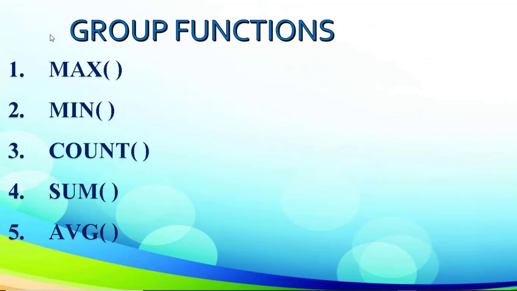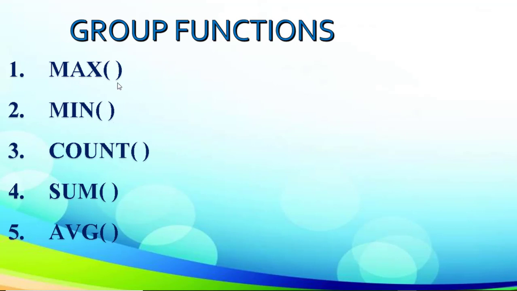The next question which can be asked is group functions. Functions that act on a set of values are called group functions. There are different group functions like the max function, min function, count function, sum function and average function. These are the 5 functions in group functions, and this question can be asked for 5 marks. You have to write the meaning of each of these functions along with the syntax and example.